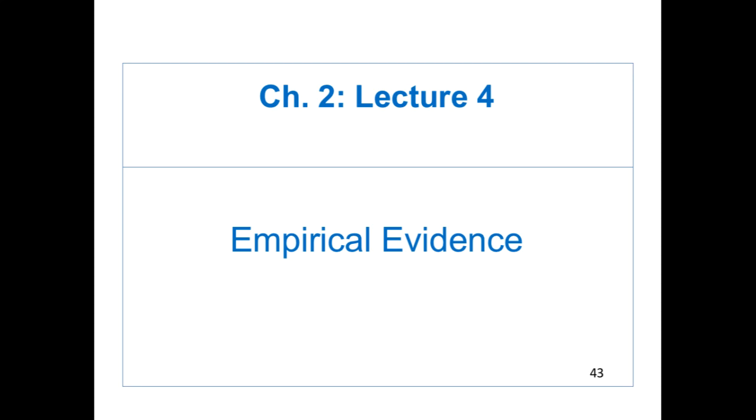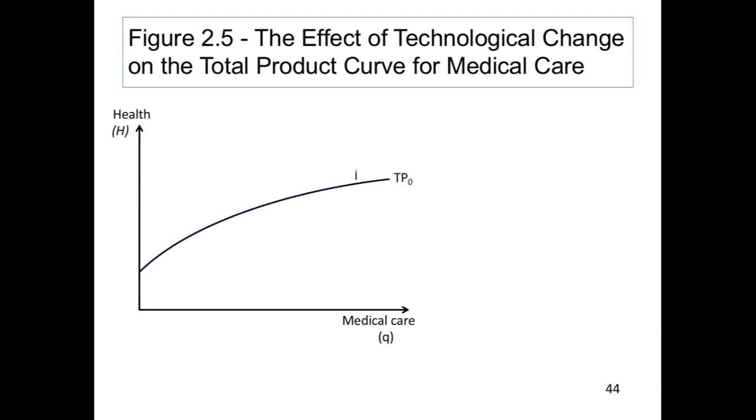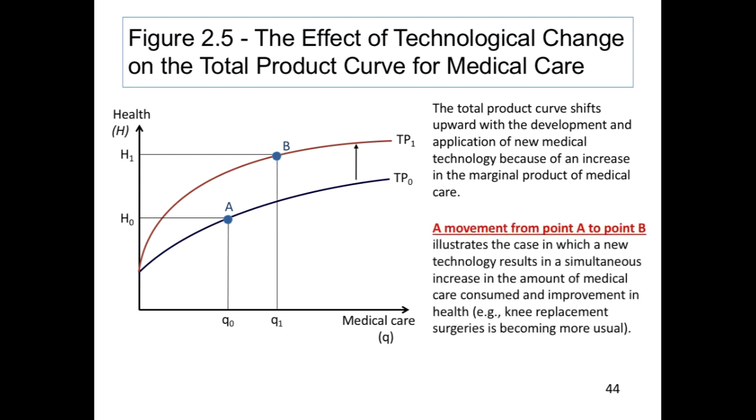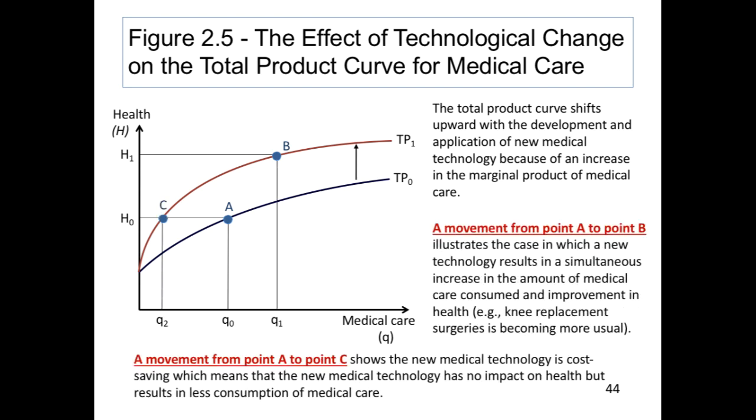Chapter 2, Lecture 4. In this lecture, we overview some empirical evidence about the impact of different input factors on health production. But before that, I wanted to review the graphs that we had previously, because understanding this graph helps you to understand the impact of different factors on healthcare production.